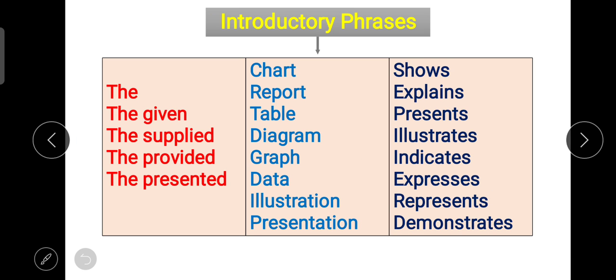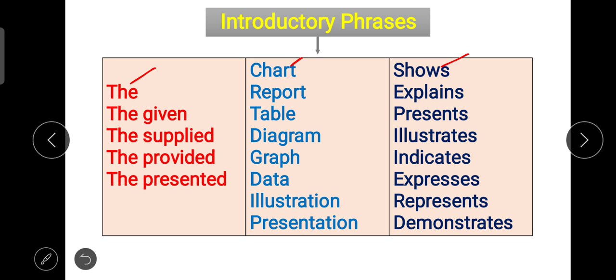These are some examples of introductory phrases to bring in variety in our language. We can start in different ways. Now three columns are there, and you need to pick up one phrase from each column and it will make your introductory phrase. Like you can say, the chart shows.